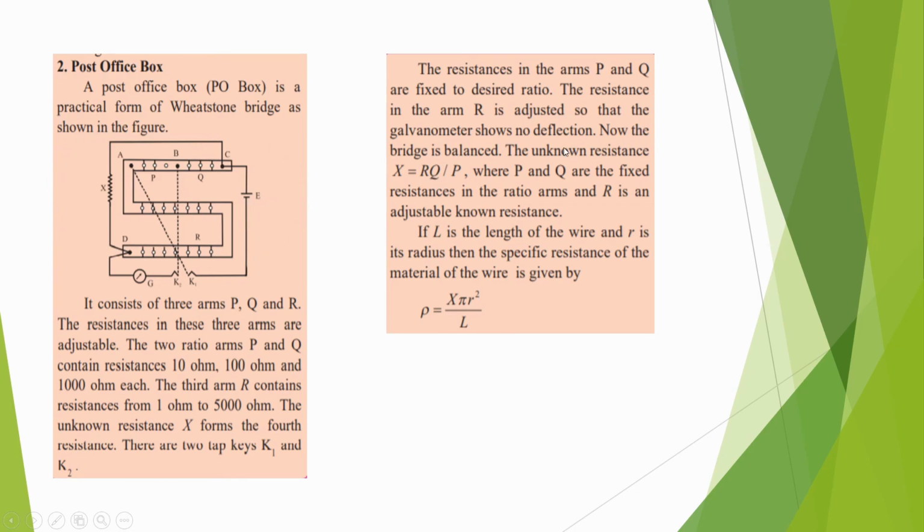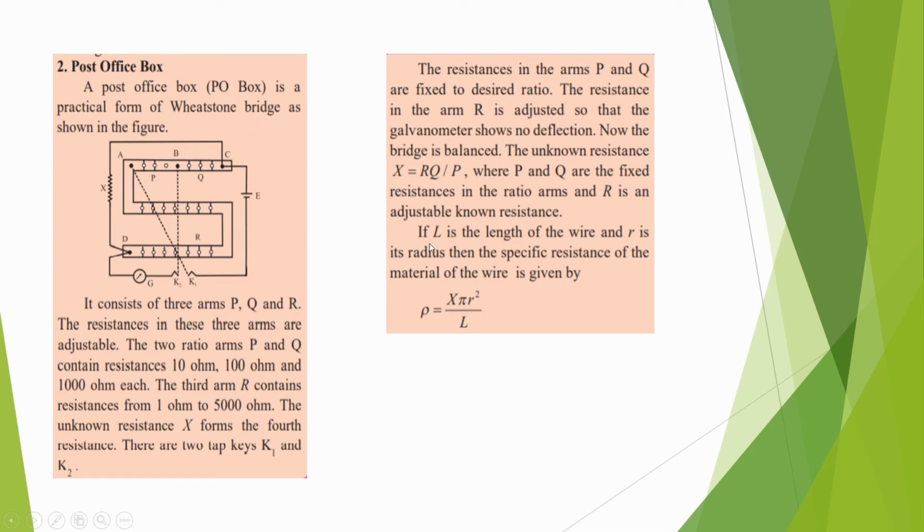Now the bridge is balanced and the unknown resistance X is to be determined. What is the formula? X equals RQ upon P. We know P and Q are the fixed resistances in the ratio arm, and we know the value of R, which is an adjustable known resistance. By substituting the values of P, Q and R, we can find the unknown resistance X. That is the same as in the Wheatstone bridge.